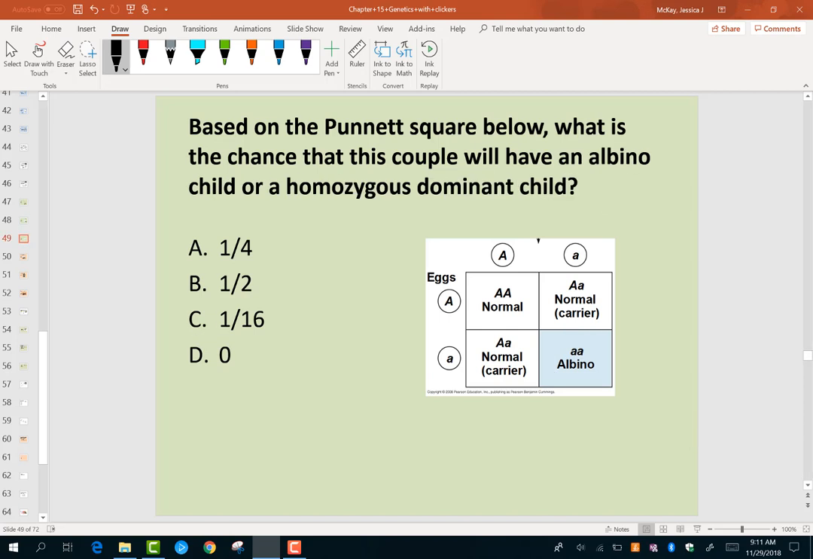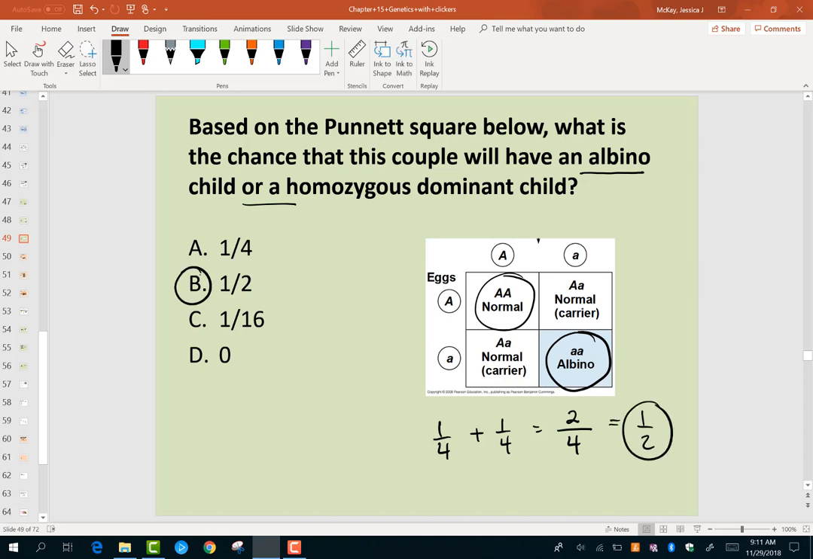Next one, same cross, pause the video. So this is that they'll have an albino child or a homozygous dominant. If they have an albino, that's 1/4. The "or" tells you it's a plus. The chance of having homozygous dominant is also 1/4. So to add fractions, we just add the top, keep the bottom the same. 2/4 = 1/2.